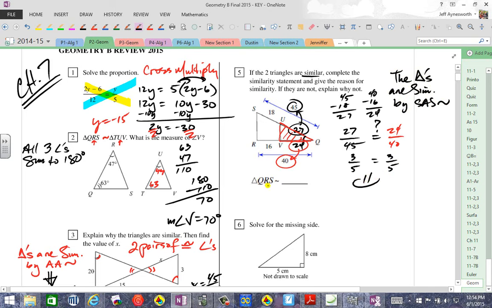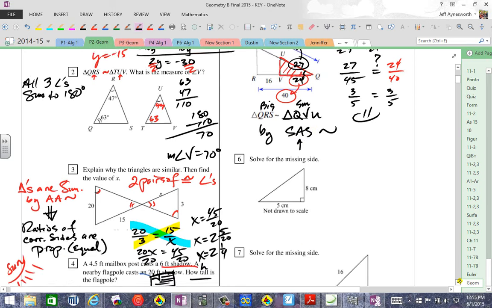All right, so triangle QRS, that's the big one, is similar to the small one, QVU. Triangle QVU, that's the small one in red. There we go. By, all right, side angle side similarity. I got the sides ratios of corresponding sides are proportional, and they have that common angle in between them. That's where this angle comes from. It's in between the two sides that are given, side angle side. Okay. Next one, number 6.